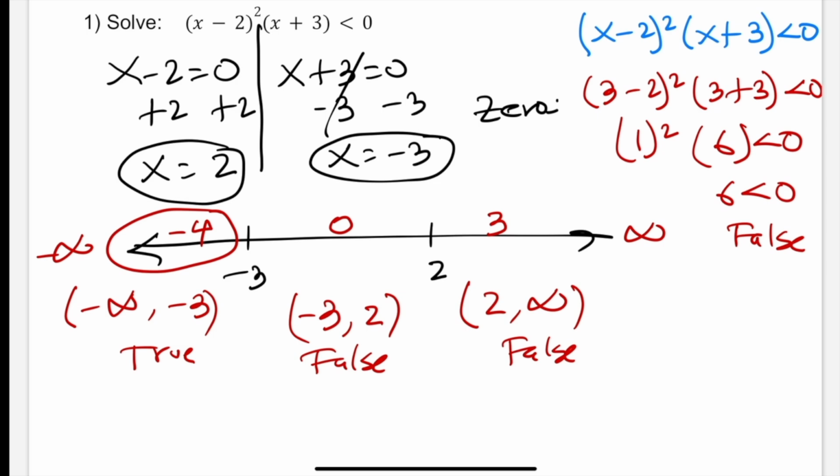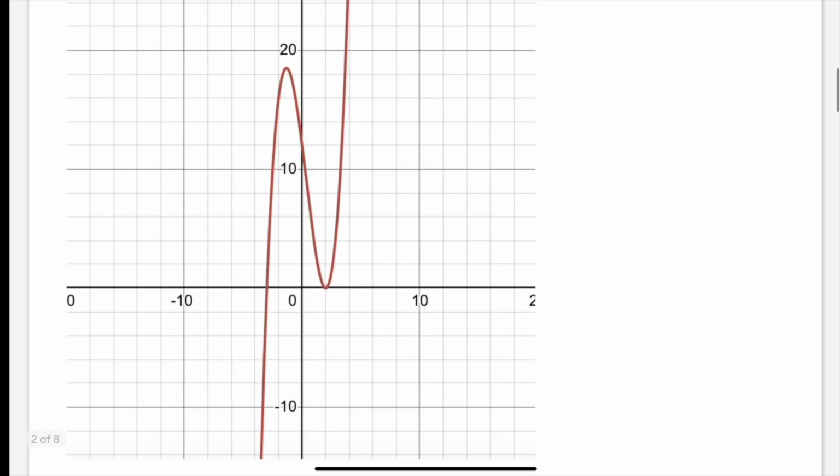Now, I said I'm looking for values that are less than 0 for my inequality. Let's check the graph. In my graph, what's going to satisfy these values are any values that are below the x-axis. This is the graph for that function. This is negative 3. This is 2, right? So those are the zeros from the function. That's where my graph is touching the x-axis, okay? Now I said, where's my graph below the x-axis?